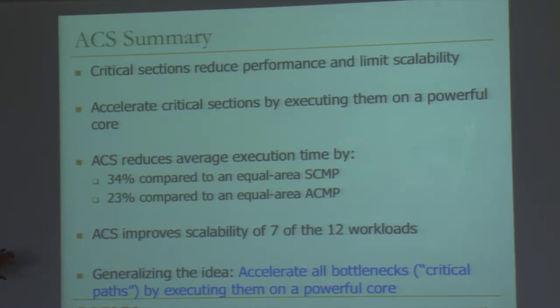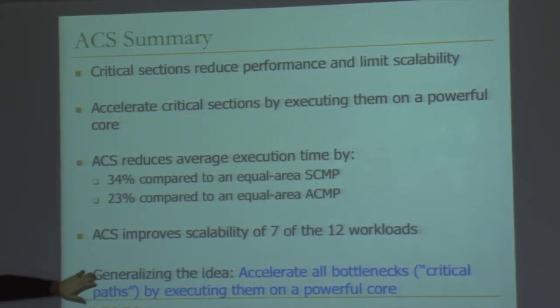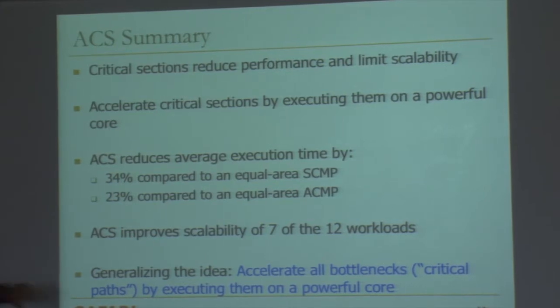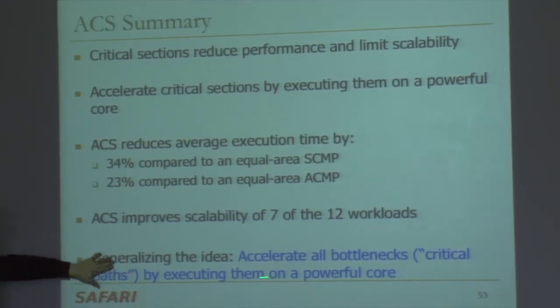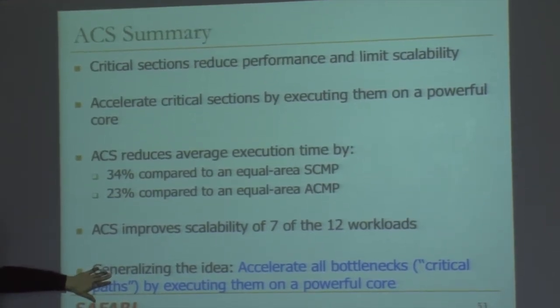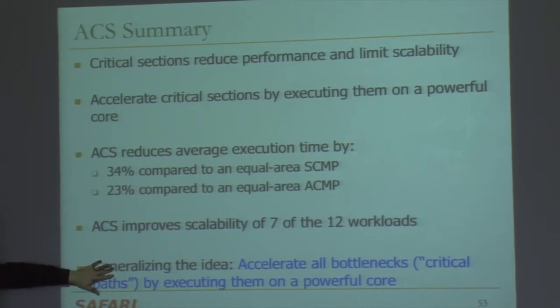So I've given you this idea with critical sections, but it's important to generalize the idea because critical sections are not the only bottlenecks, as we've discussed. There are barriers, and there are also these limiter stages. So how do you generalize the idea to general bottleneck acceleration? I'd like to talk about that next, after we get the cookies, I guess.